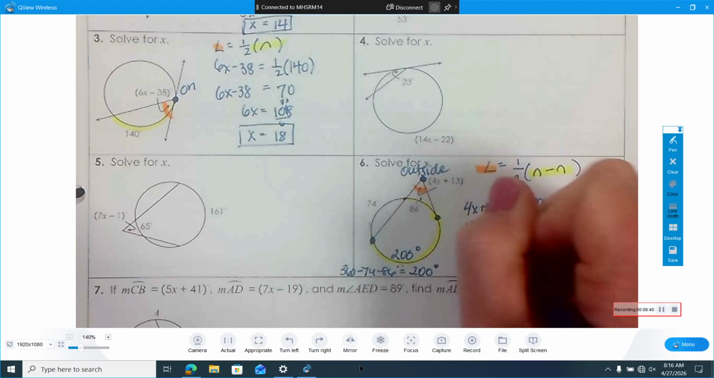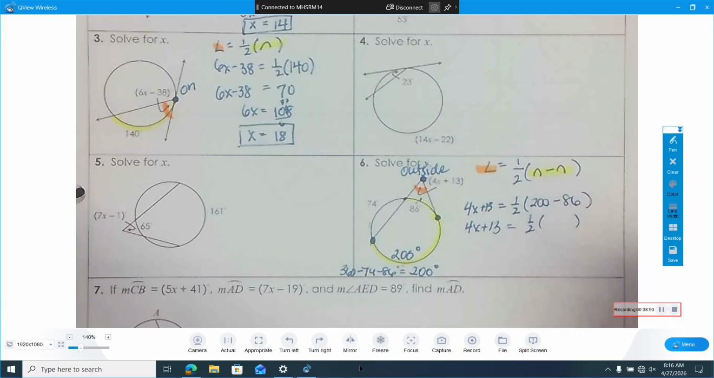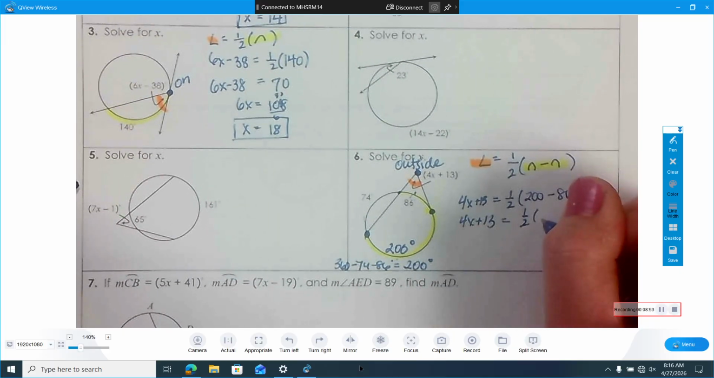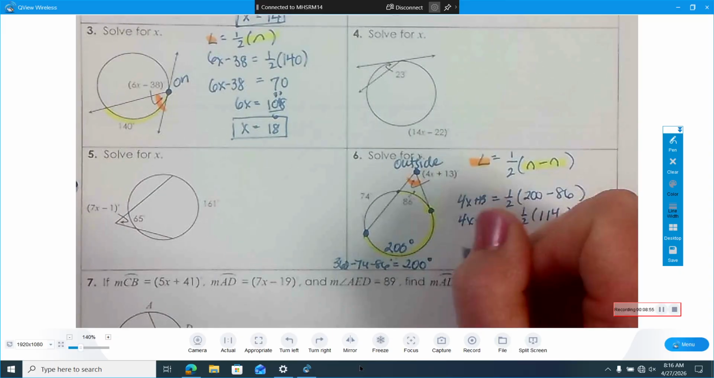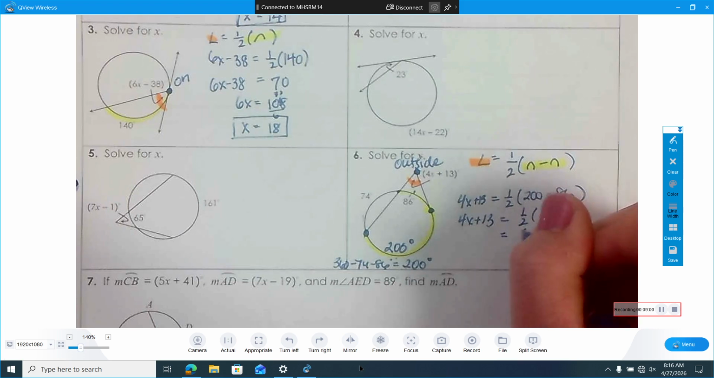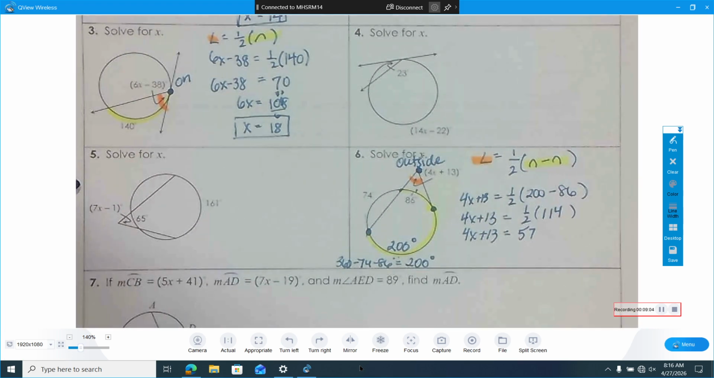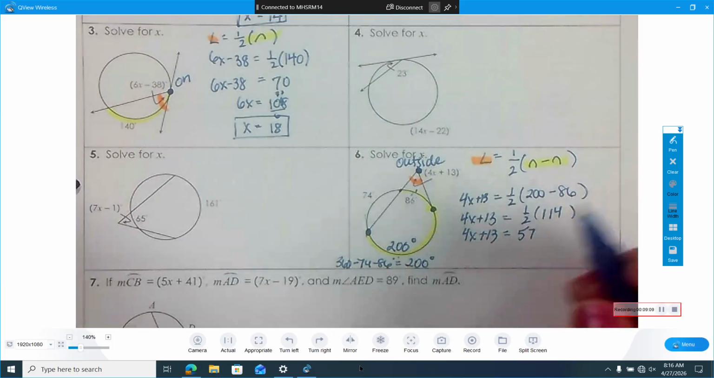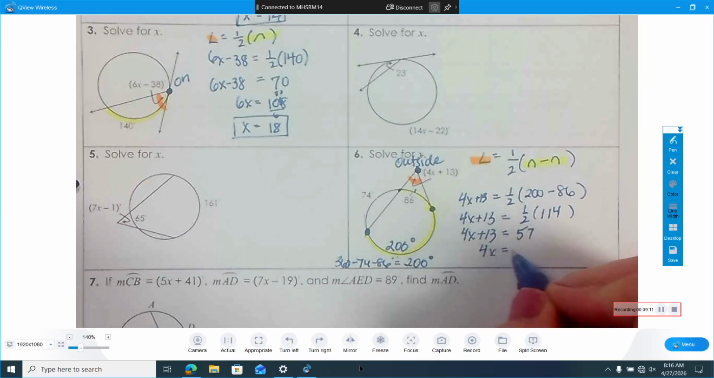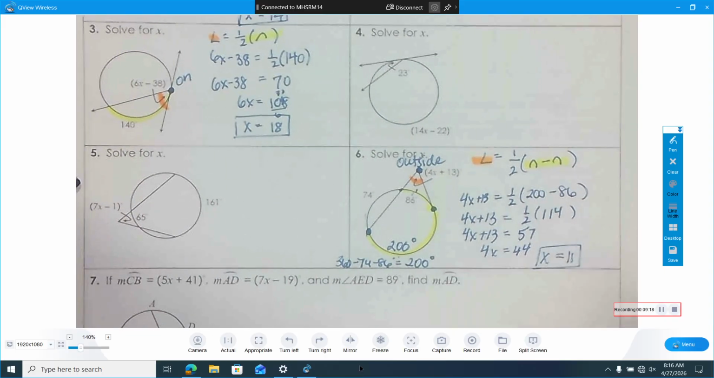So 200 minus the 86. All right, so 4x plus 13 equals half of, what is 200 minus 86? 114, very good. And what is half of 114? 57, good. 4x plus 13 equals 57, and then we need to subtract 13, so 4x equals 44, which means x must equal 11.